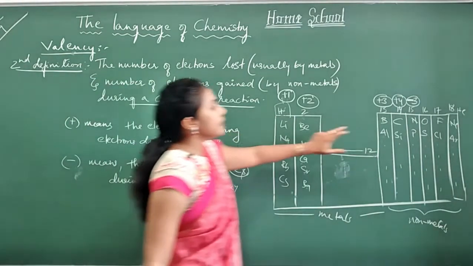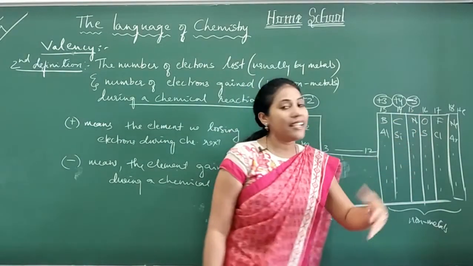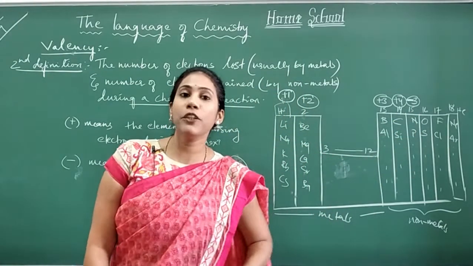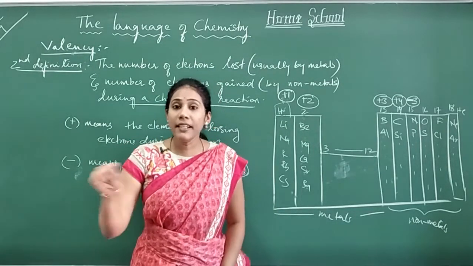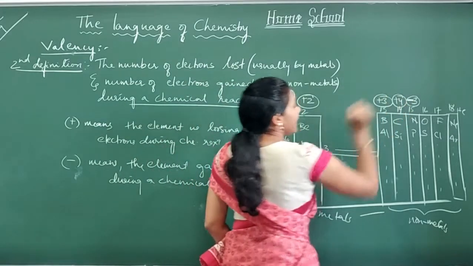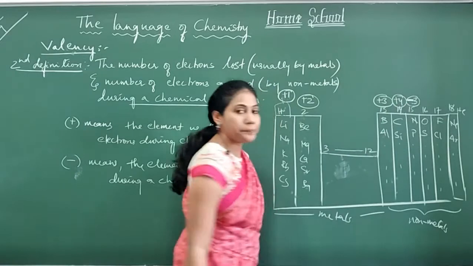So 15th group elements, that means our nitrogen and phosphorus, these guys always gain electrons. They don't lose. They will always gain electrons from others. How many electrons do they gain? They gain 3 electrons. That is why they have a valency minus 3.